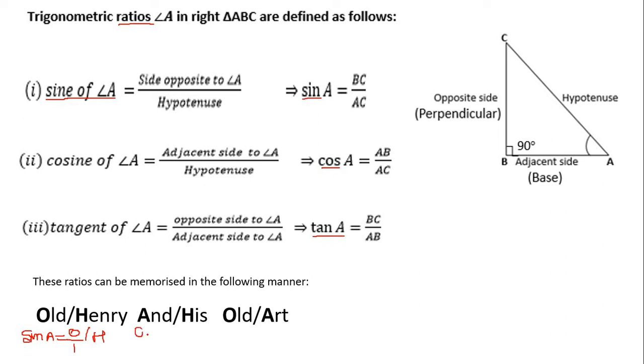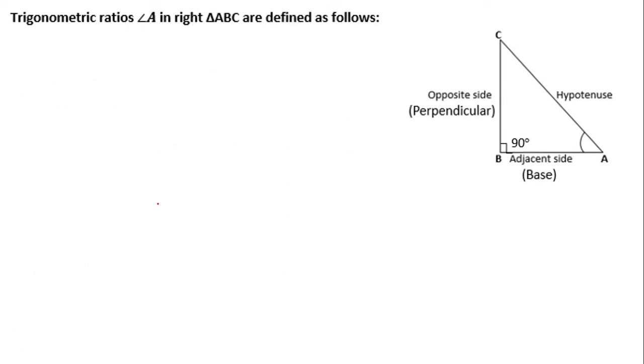Similarly, cos of angle A, if you define it, will come A by H, which is nothing but adjacent by hypotenuse. Similarly, tan theta, or tan of an acute angle, that is tan A, will be equal to opposite by adjacent. So in this manner also you can remember. For beginners it will be difficult to remember directly, so this is a way you can remember the first three T ratios. So let's start the upcoming three T ratios.